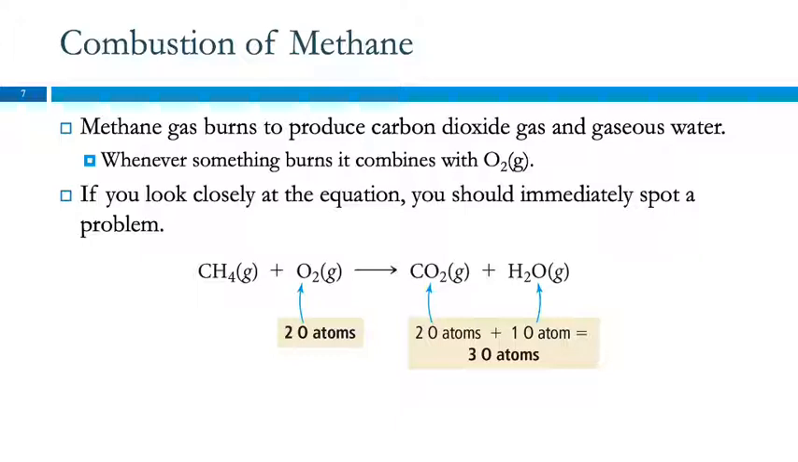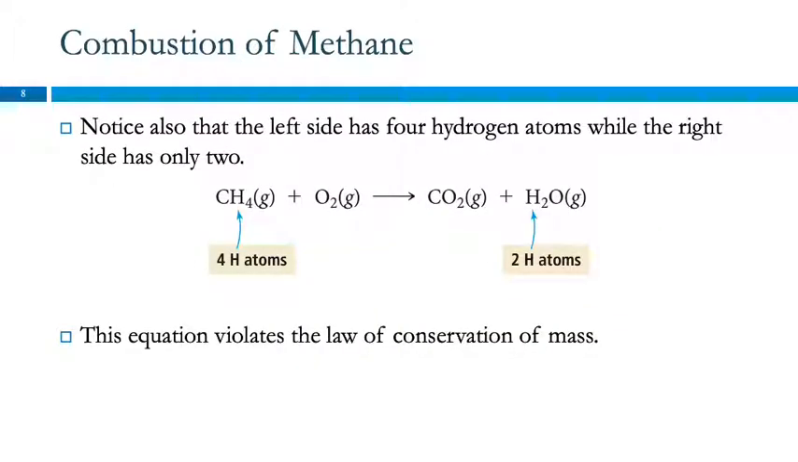It doesn't mean that the law of conservation of mass is wrong. It means that our equation needs fixing. We also have a problem with the hydrogens. Over here on the left, we've got 4 hydrogen atoms, and on the right, there are 2 hydrogen atoms. That seems to suggest that 2 hydrogens went bye-bye. Maybe they turned into the missing oxygen. No, that can't happen in a chemical reaction. So this equation is not correct. It's violating the law of conservation of mass. So we need to fix it.